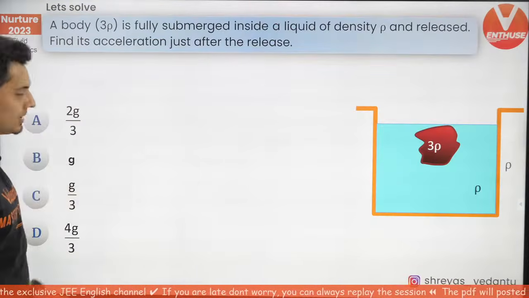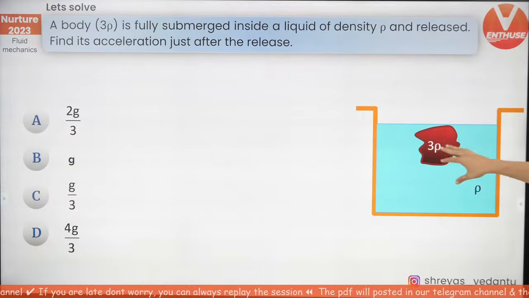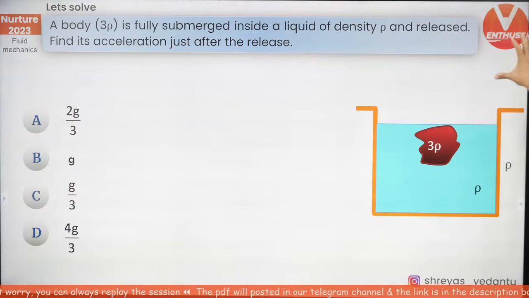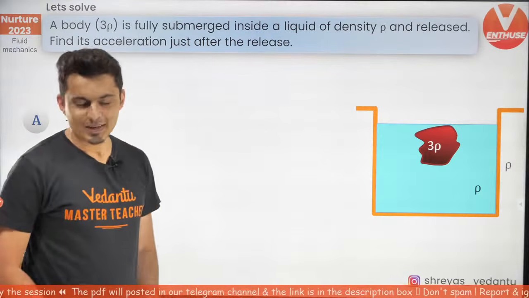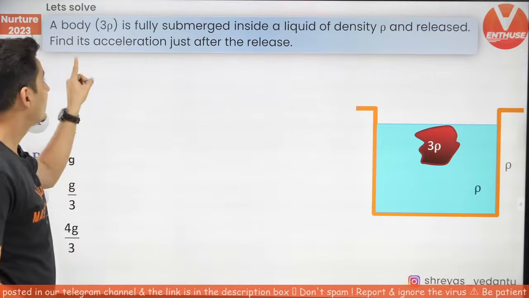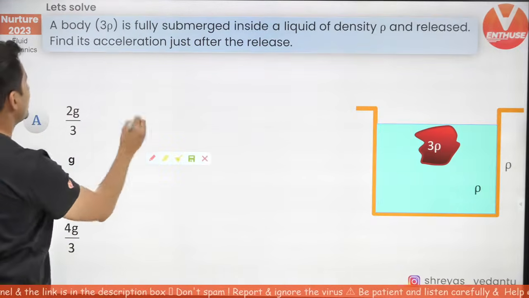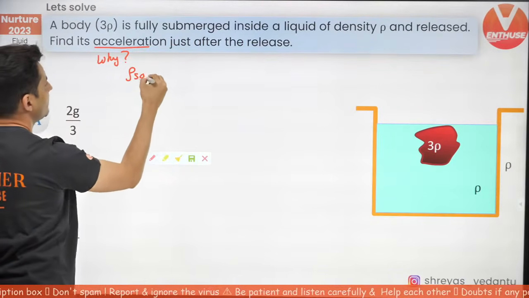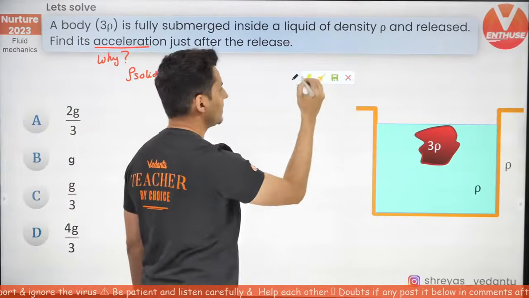Okay, here we have the question. And like I was telling you, beautiful question. There is a body of density 3 rho. It is completely submerged in a liquid of density rho and then it is released. What is its acceleration? Let's think. So the density of the body is more than the density of the liquid. That's why it is accelerating. That's the first thing that you should understand. You should think, why is it accelerating? The reason why it is accelerating is because the density of the solid is more than the density of the liquid. Now, what are the forces acting on this?